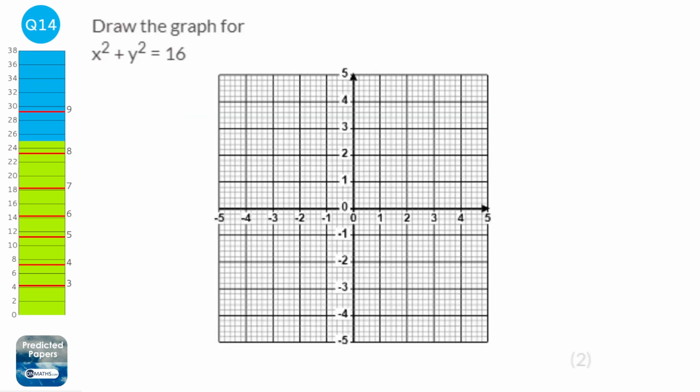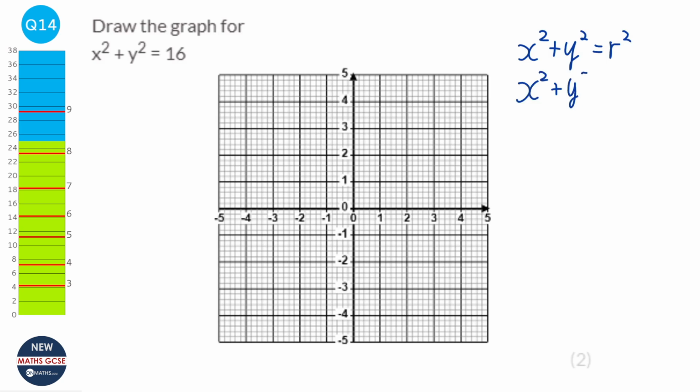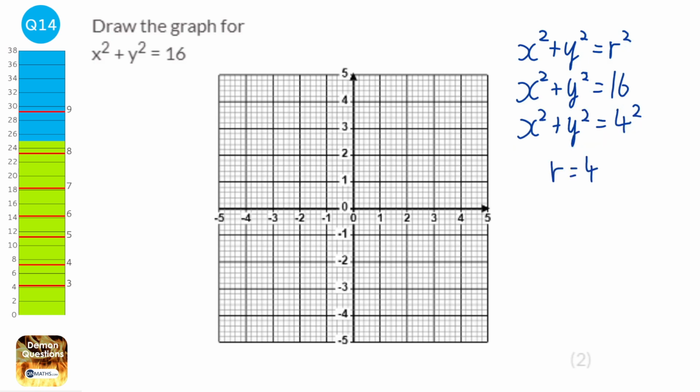This question relies on the fact that you know what the equation of a circle is. And the equation of a circle is x squared plus y squared equals r squared. Now r is the radius of the circle. So when I rewrite this, and I write it with our 16 there, we can actually rewrite 16 as 4 squared. Comparing this equation to this equation, we can see that r is 4.